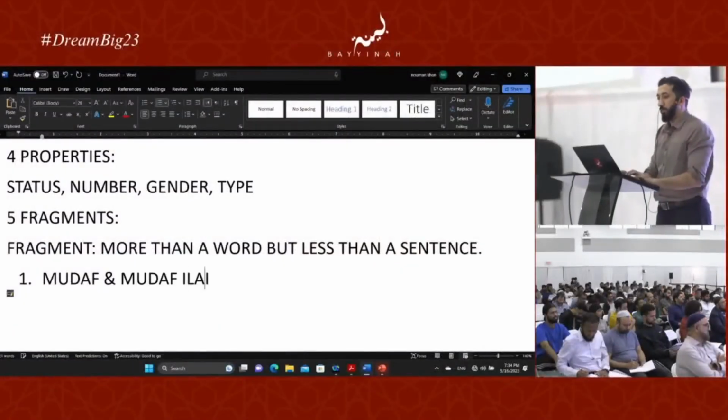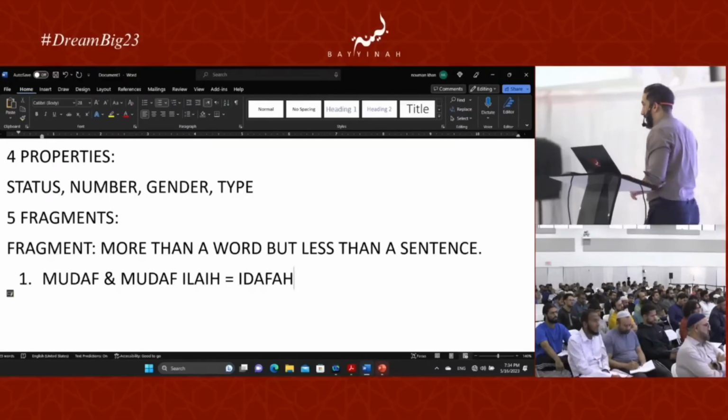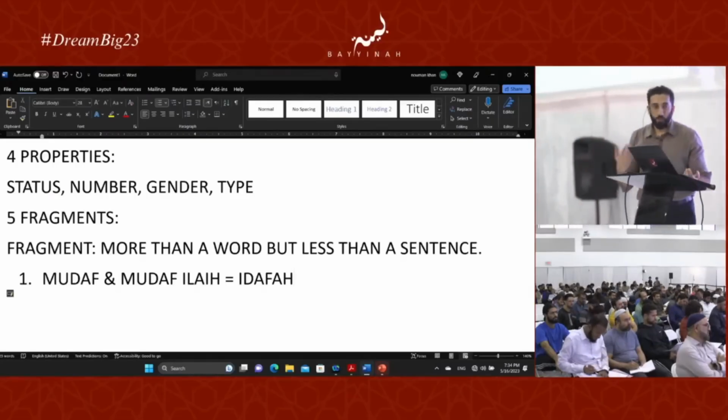5 fragments cover 70% of the landscape. 70% of the real estate of fragments is these 5. There's another 5 that cover the 30%, that's more advanced. But these 5, 70%. You're good. Every page has one of these 5. The first of these fragments is called the mudaf and the mudaf ilayh, and together they are called the idafa. Mudaf and mudaf ilayh are called idafa.